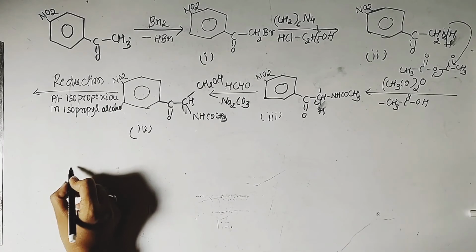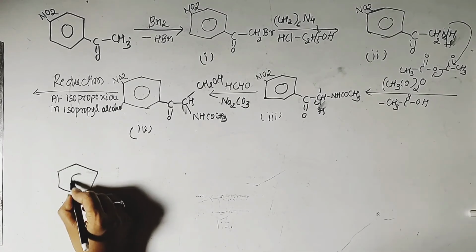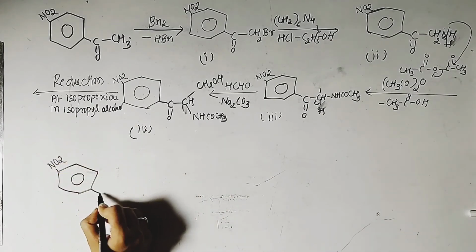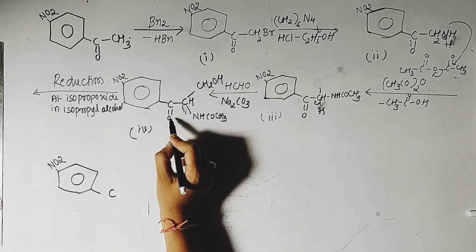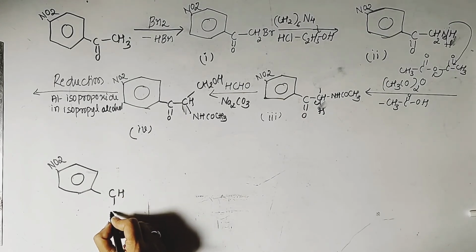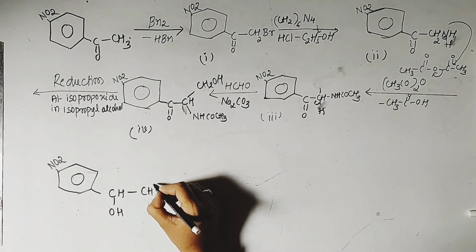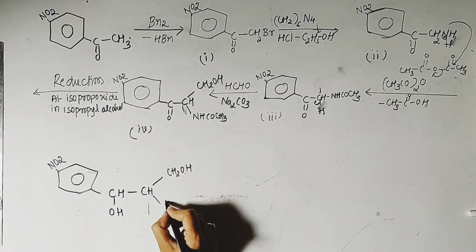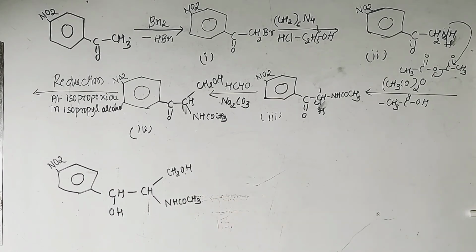So the structure is here. So we get the compound. This is NO2 and this, during reduction the ketonic group has converted into alcoholic. So I will write it as CH OH and the rest of the part is same, CH CH2 OH and NH CO CH3.